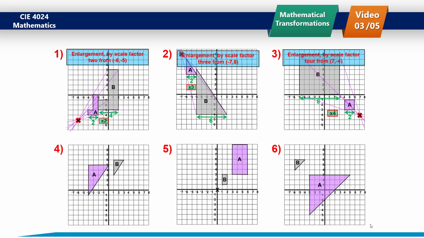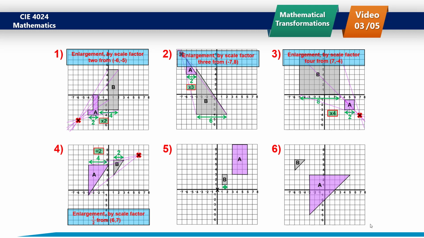Question number 4, we can see B has length of 2 and A has length of 4. So that means the scale factor is divided by 2, or 1 over 2, because this time the image is halved, and B is the image and A is the object. And now we will join the corresponding vertices, and where these lines are intersecting, that is the center of enlargement, which is 6 and 7. So we will say enlargement by scale factor of 1 over 2, or half, from 6 and 7.